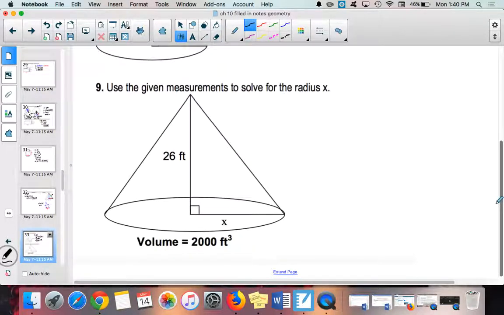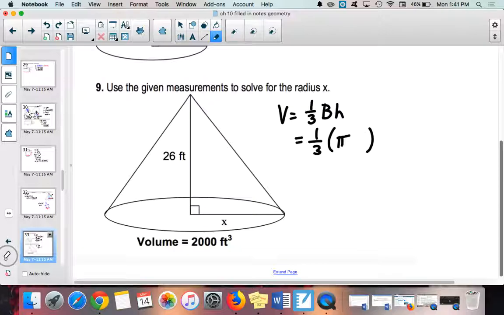All right, number 9. So using the given measurements to solve for the radius x. So in this case, it's still this 1/3 area of the base times the height. And our area of our base is pi r squared, right? So I'm not going to write r, I'm going to write x. So I'm going to do pi x squared. And then my height is 26. And I want my total volume to be 2,000.